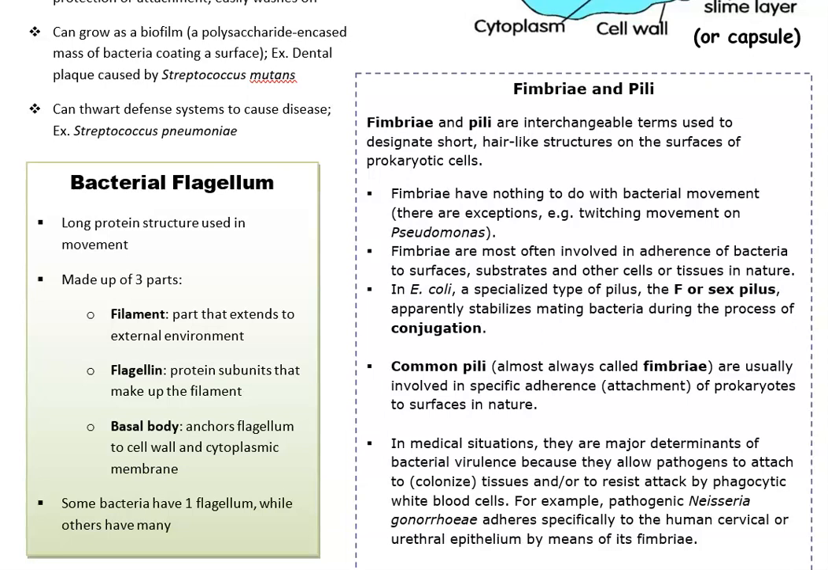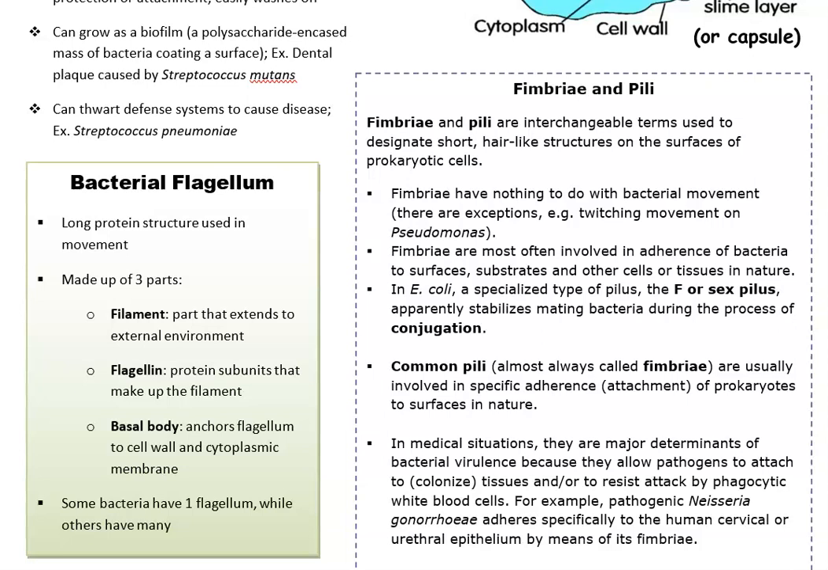In E. coli, a specialized type of pilus called the F or the sex pilus is used during mating in a process called conjugation. And this is actually sexual reproduction. They are actually exchanging genetic material.